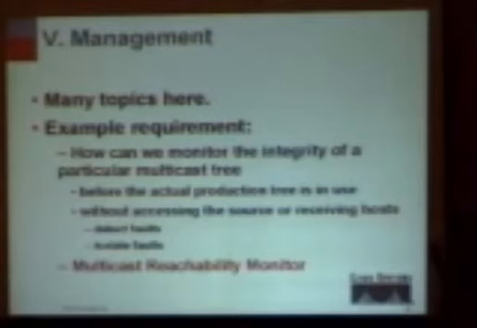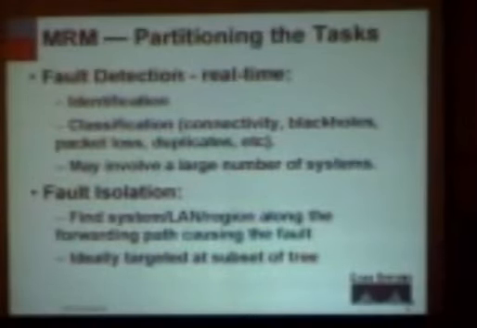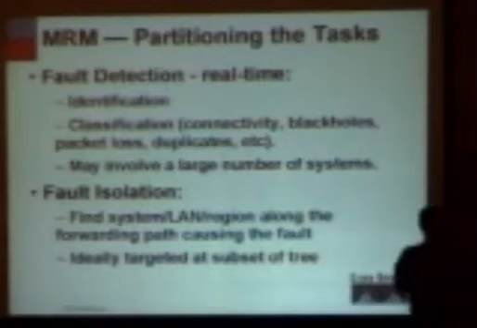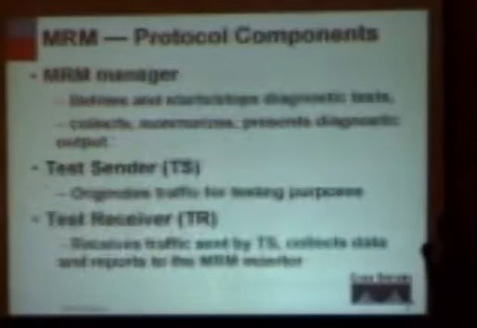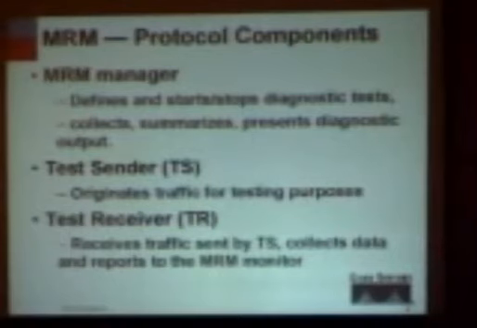And toward this end, Liming Wei authored a protocol that's now in implementation called the Multicast Reachability Monitor. And it partitions the two tasks by doing fault detection and then some form of classification, so you get an idea about what type of fault may be in existence in a particular topology. In addition, then, by limiting the number of hosts to some subset of that distribution tree, it can actually work on finding the actual system or the region that's problematic, and then theoretically you can work on it. There's two types of components that MRM describes.